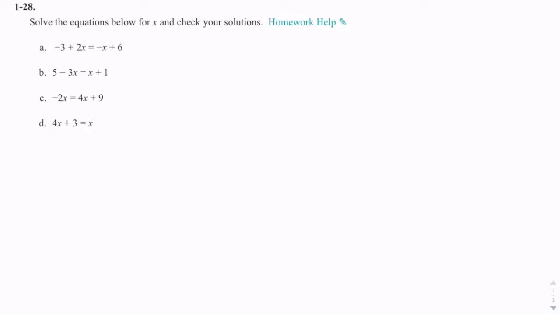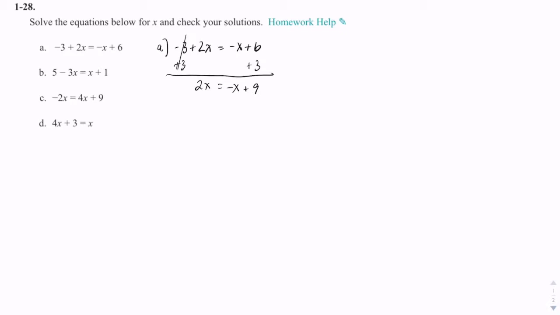Okay, for 28, they want us to solve, and then it says check your solutions. You should check all the time, especially on a test, right? So A, I have negative 3 plus 2x equals negative x plus 6. I will add 3 to both sides, right? Again, properties of equality. So in this case, I get 2x equals negative x plus 9.